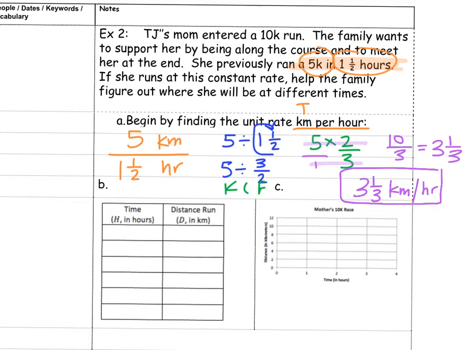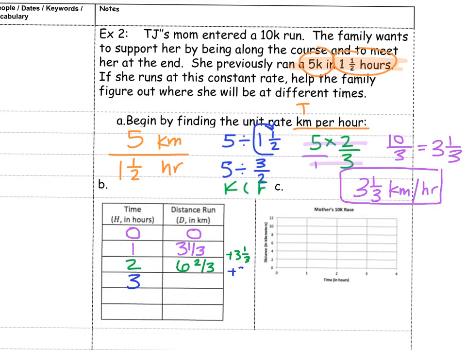So now I have to put this in my table. I know that if she spends 0 minutes running, she's going to go 0 kilometers, right? It doesn't make sense otherwise. If she spent 1 hour running, we figured out she goes 3 1/3 kilometers. So then if she runs for 2 hours, we're going to have to add another 3 1/3. So 3 and 3 is 6, 1/3 and 1/3 is 2/3.